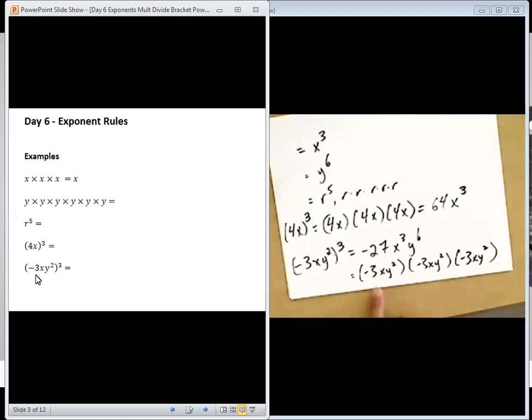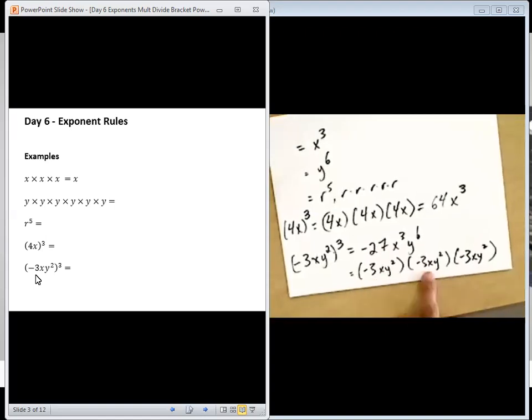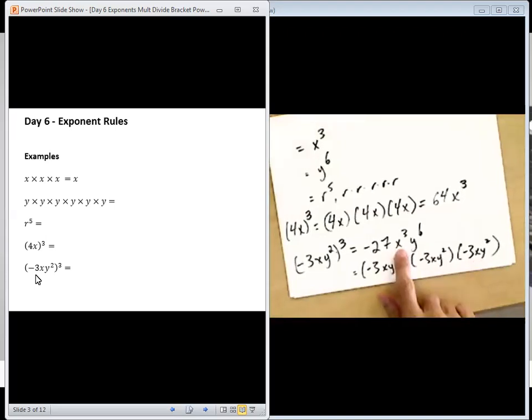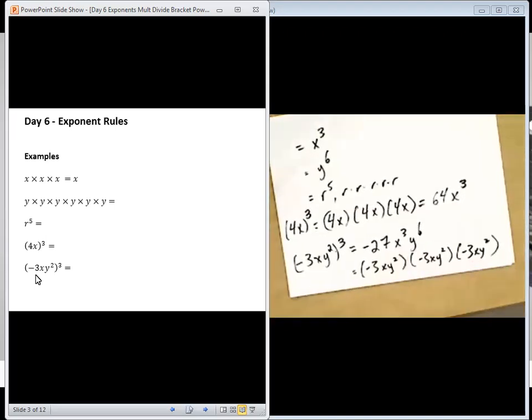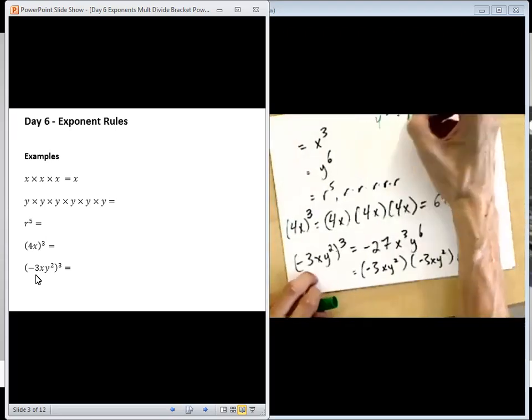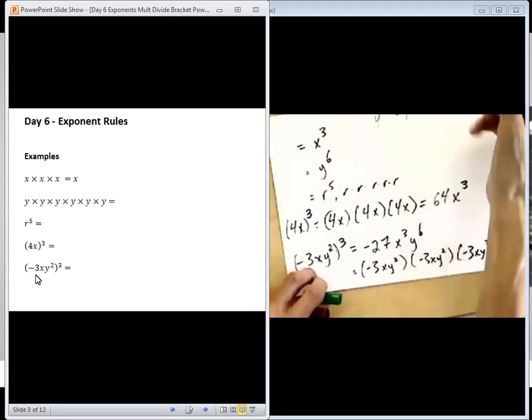Looking at the x's. X, x, and x. Same as before. X is a 3 now, right? Now this other one kind of gets into today a little bit. I'm running out of space, so I'm going to put it up here. But what we got is y squared times y squared times y squared, right?